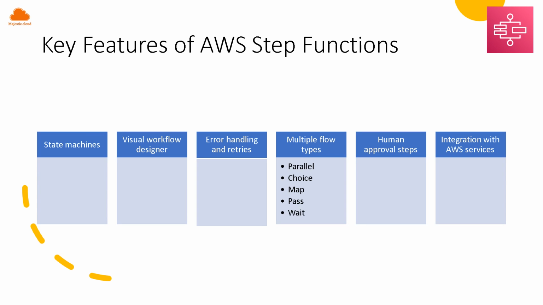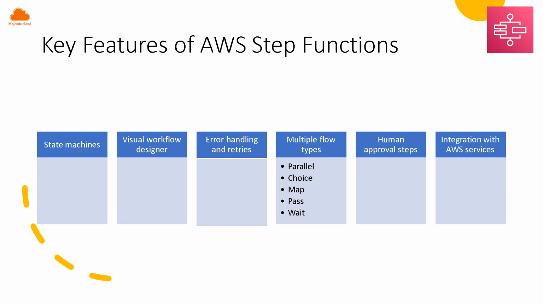So let's see some of the features of Step Functions. State machines, I told you about these. Step Functions uses state machines to define and manage the workflows. Each state in a state machine represents a step in the workflow, and the transition between the states is triggered by events or conditions.